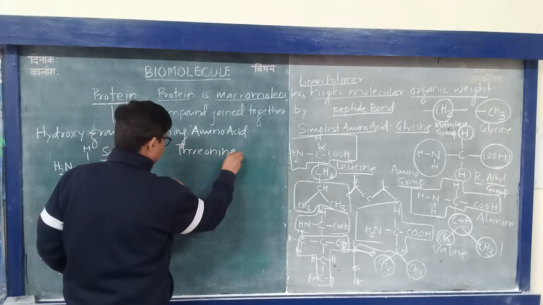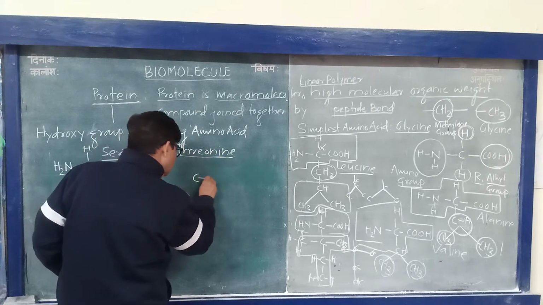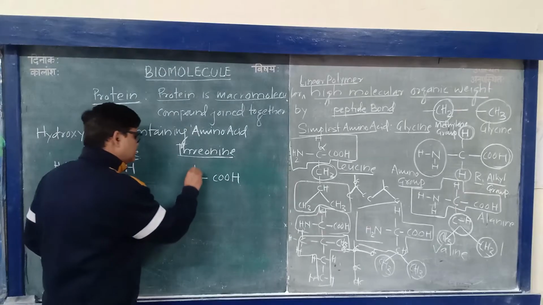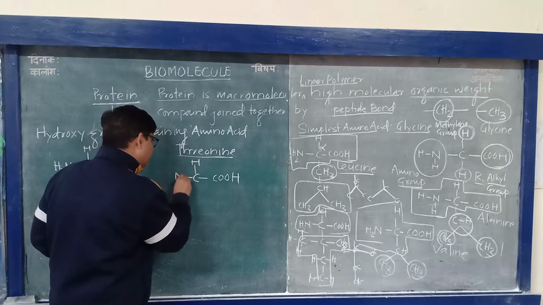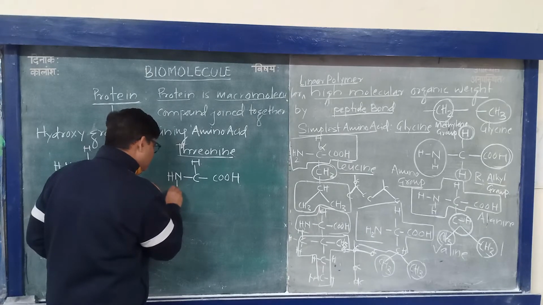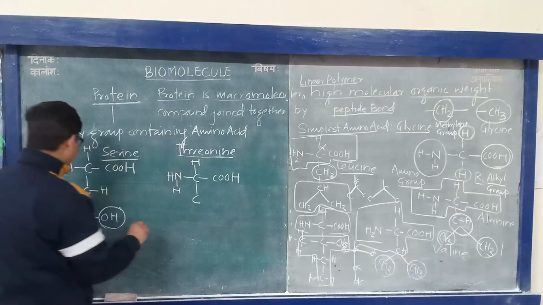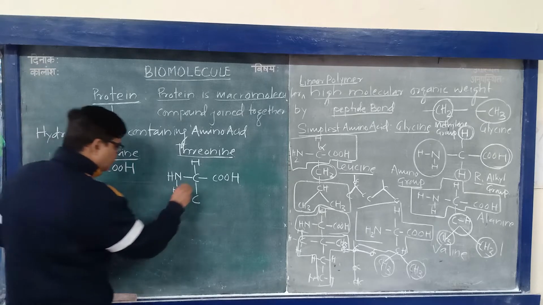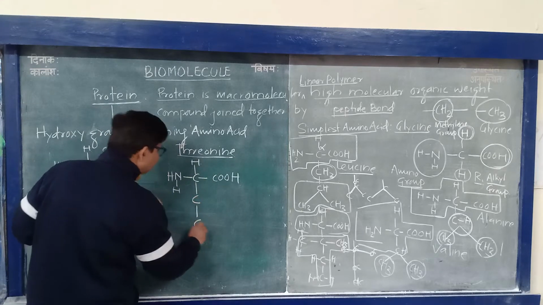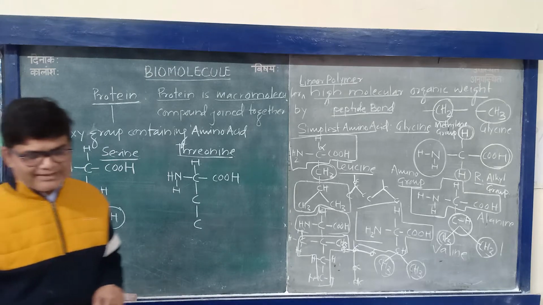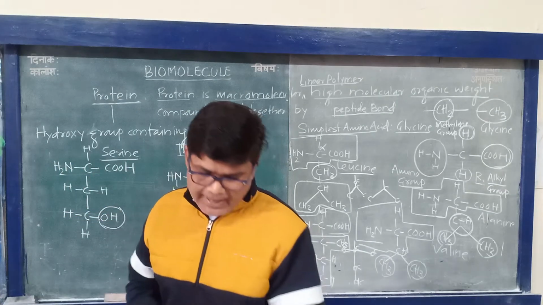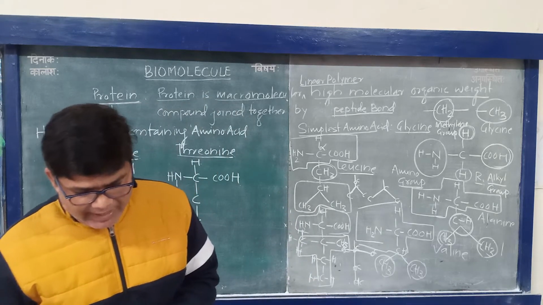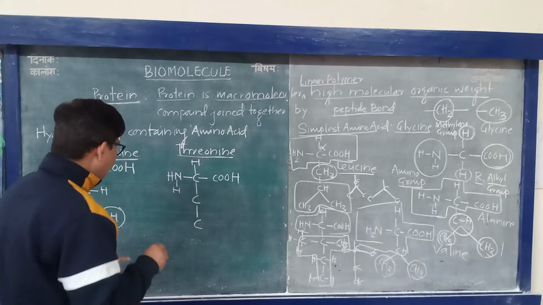Threonine. You have to add a simple acid group, then one hydrogen and one amino group, and again you can draw a similar structure, that is 1, 2, 3, 4. 1, 2, 3 and 4. Okay. So what is the difference between serine and threonine? Simply, you can add a hydroxy group.